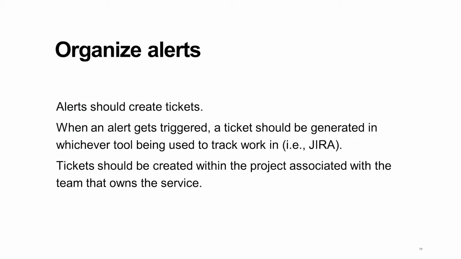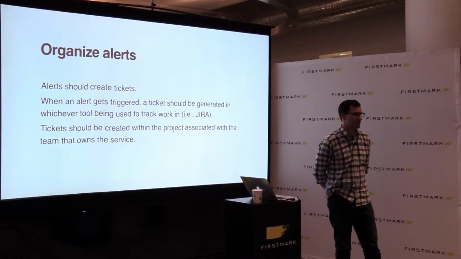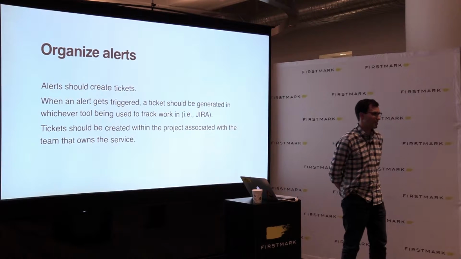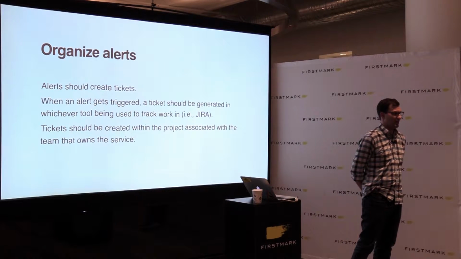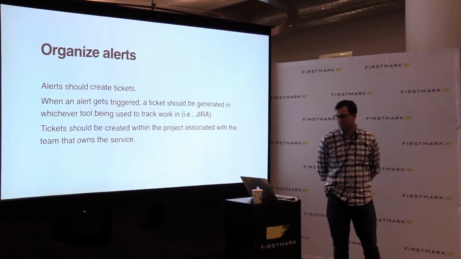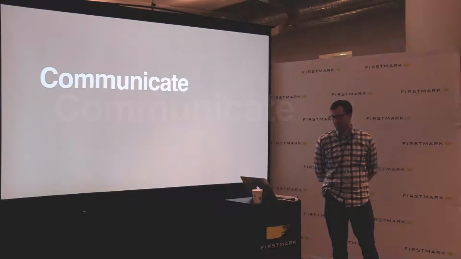So the last thing with the alerts is that once one gets triggered, it should create a ticket in some system where you are gathering your work. The ticket should directly get associated with what service or what team is owning that piece of code that the error is happening in. Once that's set up, we need to communicate that an error happened or a ticket got created.